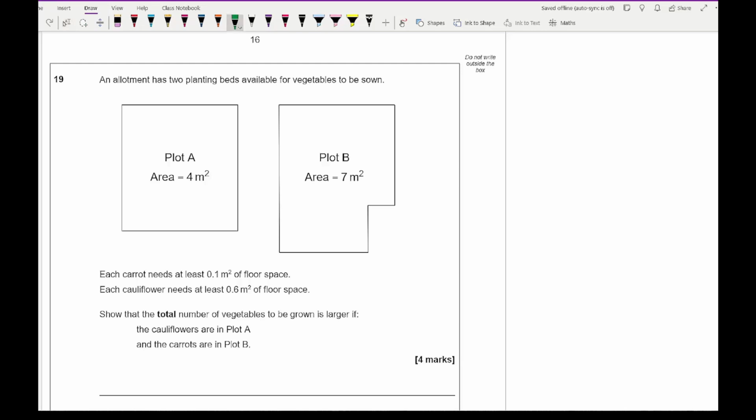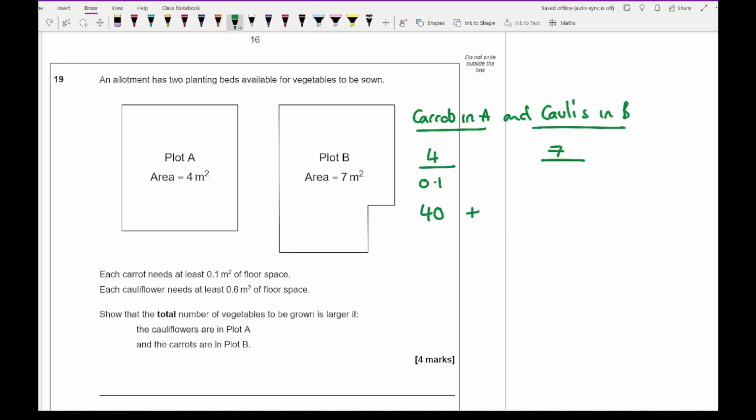So if we go for the 2 possible combinations, so if we go for carrots in A and cauliflowers in B, well, the carrots is going to be 4 over 0.1, and if I type that into my calculator, so 4 divided by 0.1, that gives me 40, plus 7 divided by 0.6, and that gives me an answer of 11.66 recurring, which is basically going to be 11. So that's going to give me a total of 51.